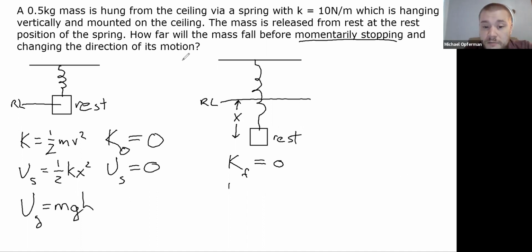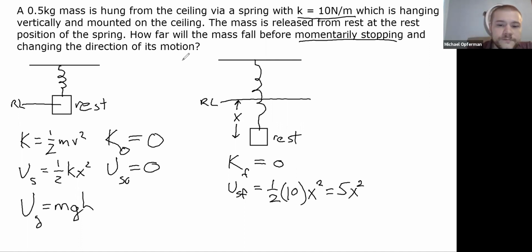In the final state, I guess I should call this US initial. In the final state, US final, it's not 0. It's going to be 1/2 kx squared. So half k is given in the question there as 10. I'm just not going to write the units to make my life a little bit easier. And then we've got x as my unknown variable. So the final spring energy is unknown, but it's going to be 5x squared.